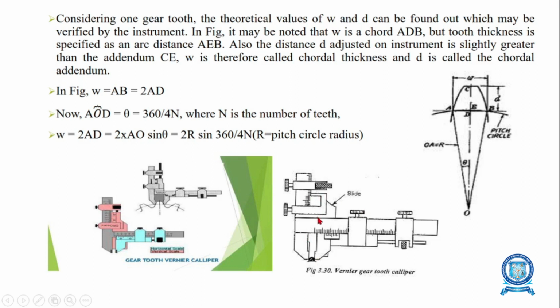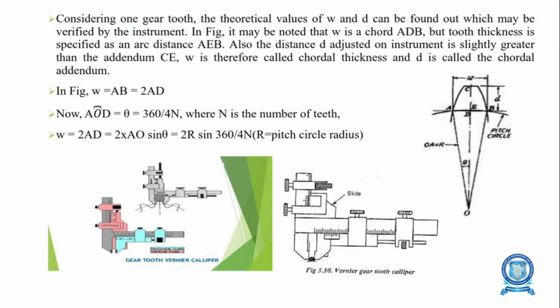This is the gear tooth vernier caliper. What are the parts of the gear tooth vernier caliper? It has two vernier scales: one in the vertical position and another in the horizontal position. The vernier scale is used to set the depth along the pitch circle from the top surface of the tooth at which the width has to be measured. The vertical vernier scale gives the chordal addendum. The horizontal vernier scale is used to measure the chordal width of the teeth.